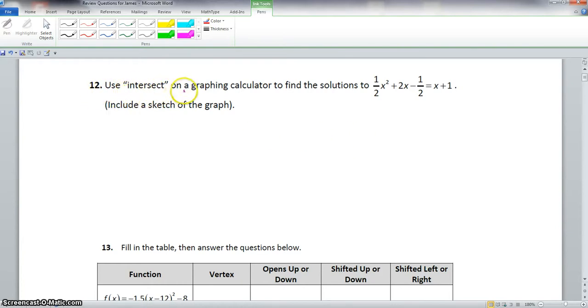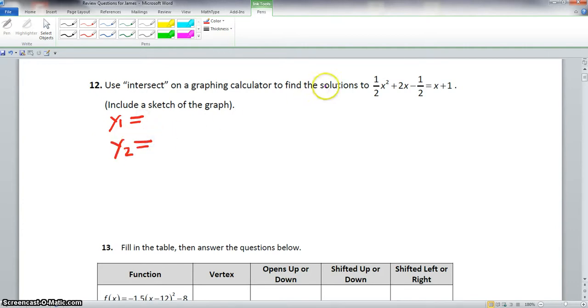It says use intersect on a graphing calculator to find the solutions to 1/2 x squared plus 2x minus 1/2 equals x plus 1. So the first thing we want to do is press the y equal key on your calculator. Once you press the y equal key, you're going to put a value in y1 and you're going to put a value into y2 as well.